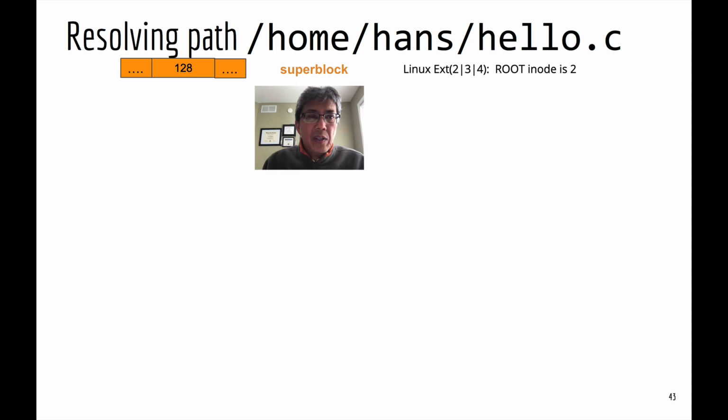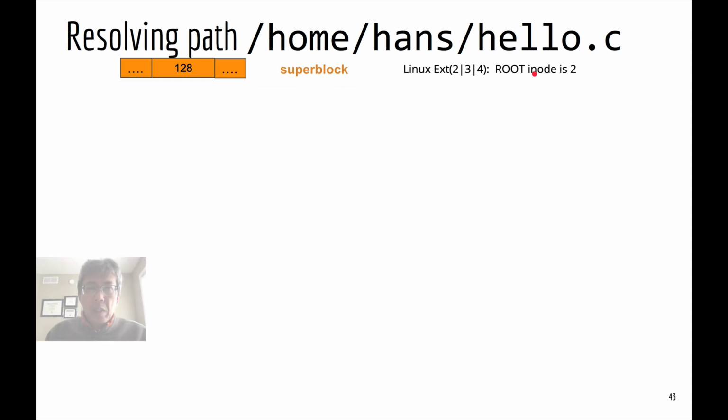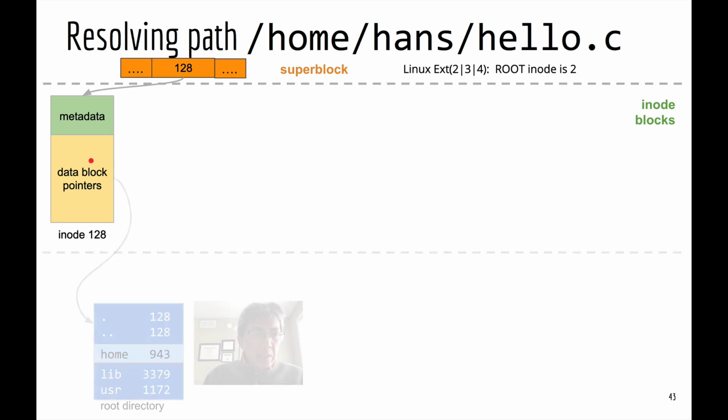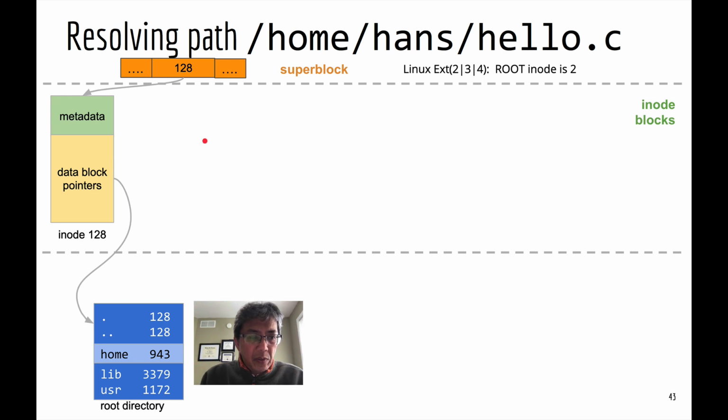In a traditional Unix file system, the inode of the root directory is inode 128, but on a Linux machine, the inode of the root directory is inode 2. So we start from the super block to go to the root inode, and once we have the root inode, we use the data pointer to look at the data in the root directory. Let's say currently in our root directory, we have these files: home, lib, usr.